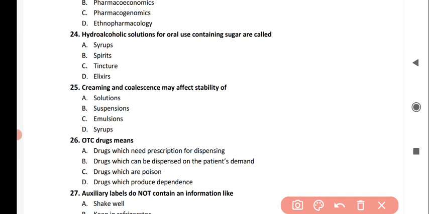The next question is OTC drugs means. So OTC are over the counter drugs which do not require prescription to be sold. So option B will be correct, that is the drugs which can be dispensed on the patient demand are OTC drugs.